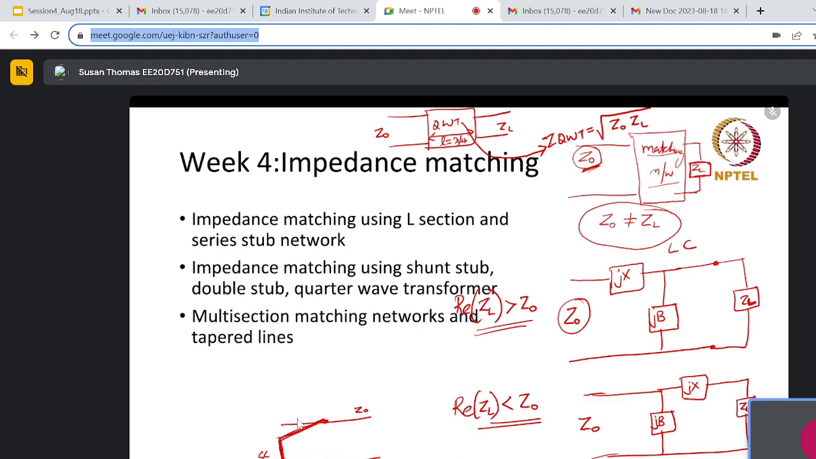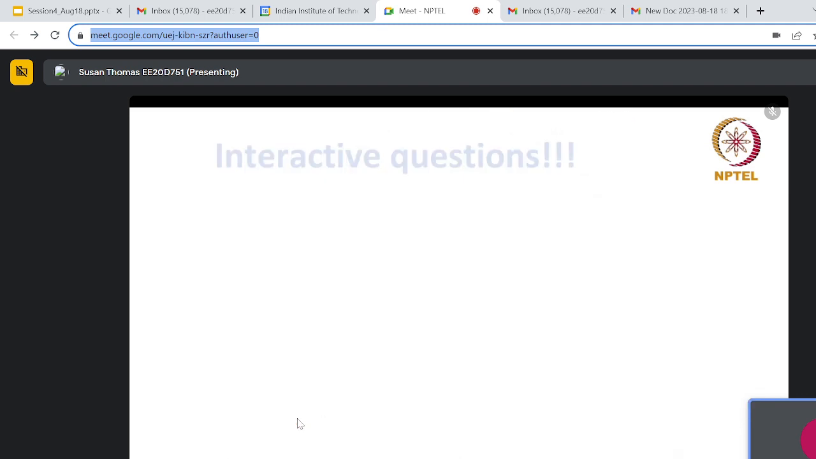Now, the last lecture was on multi-section matching networks and tapered lines. If you remember, one example of a multi-section matching network was the binomial 2-section or 3-section transformers, and for tapered lines, the exponential tapering, all those kinds of transmission lines. So we will have some sample numericals based on these topics.